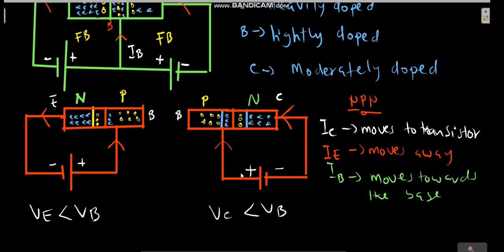Same here, the base is connected to the positive side and the collector is connected to the negative side. So the voltage at the base side will be greater than the voltage at the collector side. Now that you know this, let's look at the formula for the current in the transistor.